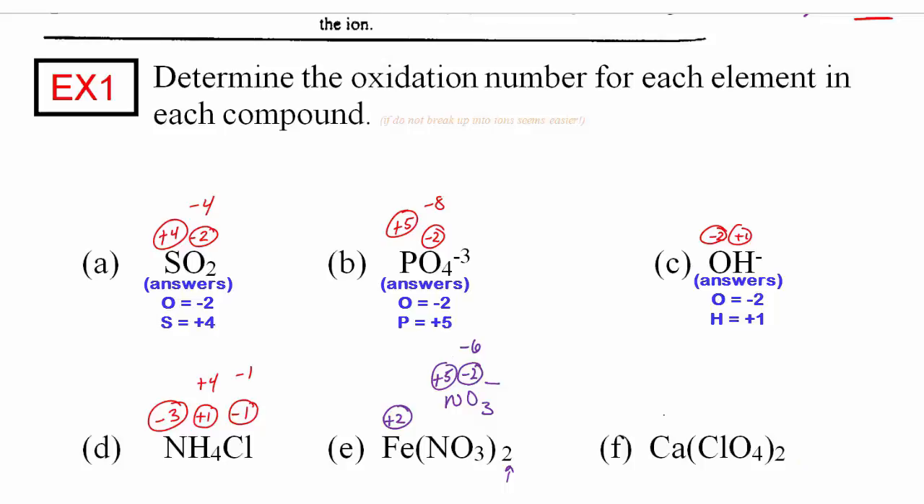Calcium perchlorate. Calcium has to be a plus 2, right? How about perchlorate? Oxygen's always negative 2. 4 times negative 2 is negative 8. So chlorine has to be what? What plus a negative 8 gives a negative 1? Positive 7.